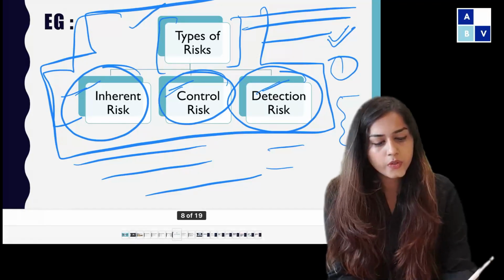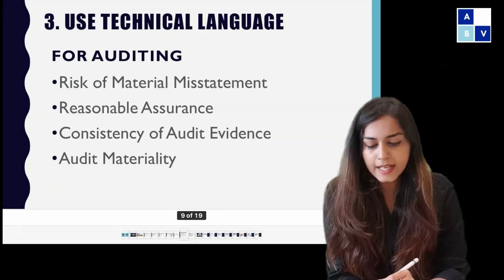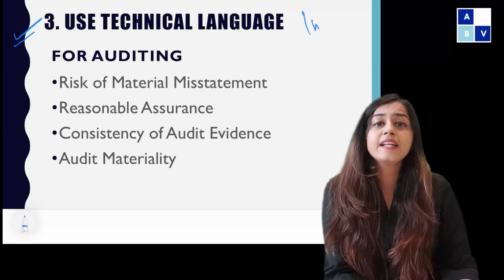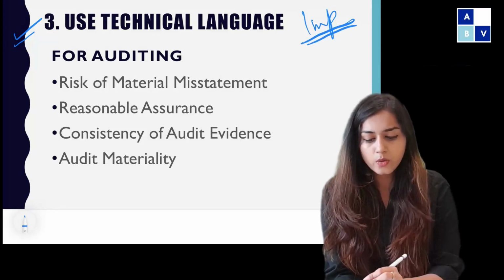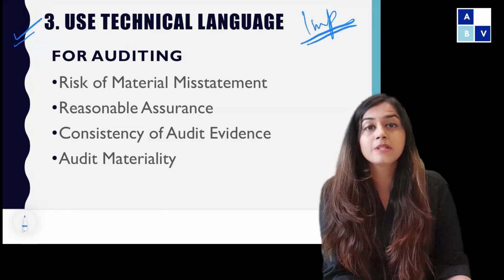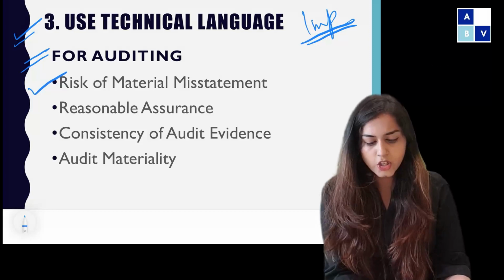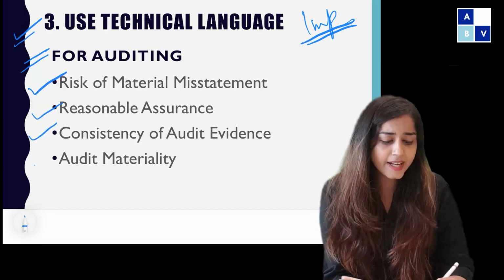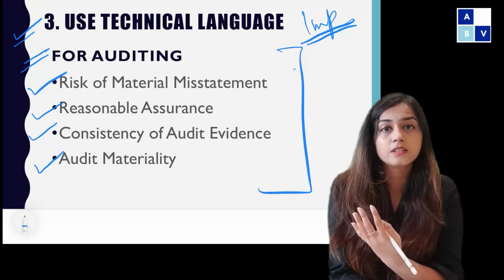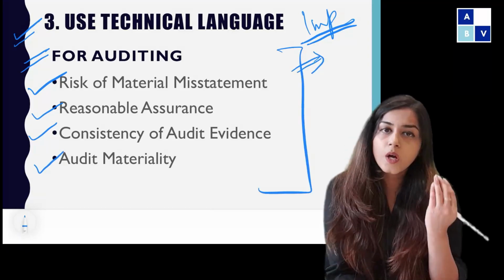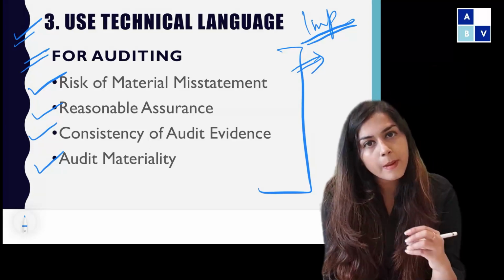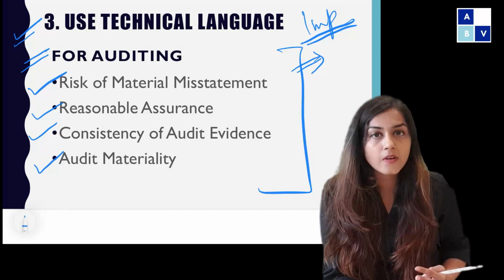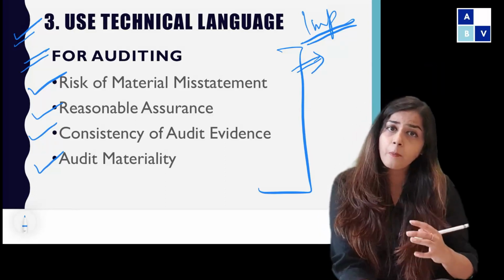Next, I would recommend you to use technical language. This is very important. You can't leave it at any cost. For example, when you go for auditing, risk of material misstatement, reasonable assurance, sufficiency of audit evidence, audit materiality, these are certain technical language, certain jargons which are required to be used. You can't expect to write an auditing paper without the usage of these jargons. Technical language plays a very important role.